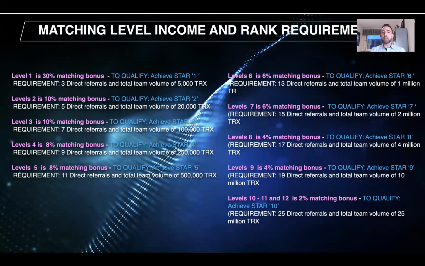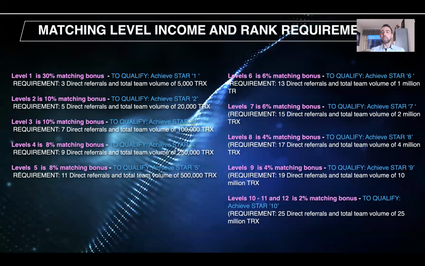So to activate matching income of 30% on your directs, you need to have at least 3 directs and 5,000 Tron volume. To activate level 2, you need 5 direct referrals and a total team volume of 20,000 Tron. To activate level 3, you need 7 directs and a total team volume of 100,000 Tron. To activate level 4, you need 9 directs and 250,000 Tron. To activate level 5, you need 11 directs and 500,000 Tron. Level 6, 13 directs and a total team volume of 1 million Tron.